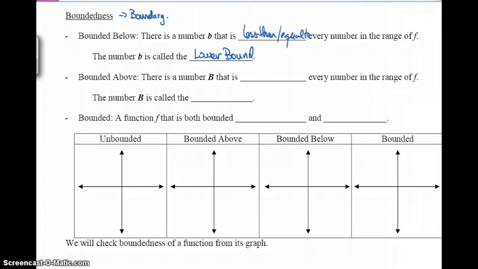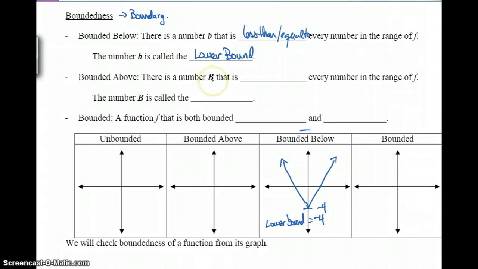So let's talk about bounded below. If I have an absolute value function, and let's say this value is -4, I say that this is bounded below, and the lower bound equals -4. Bounded above is very similar.